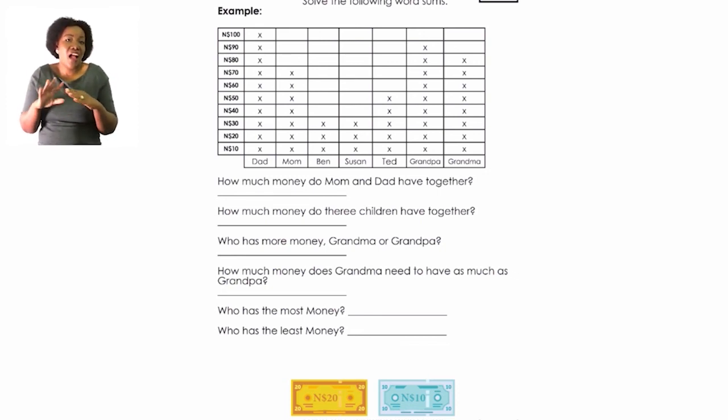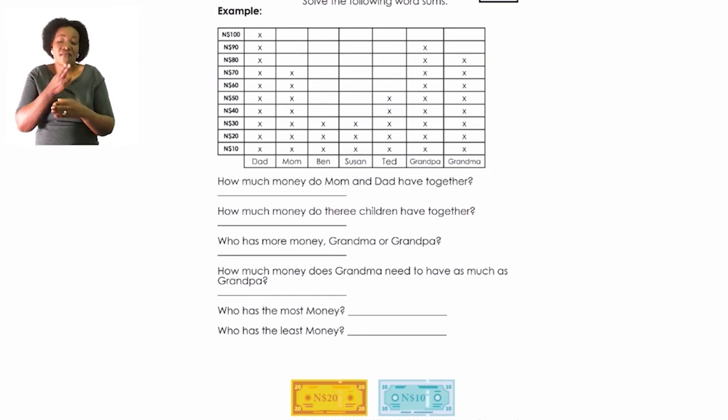How about Ted? You go to Ted and then you count all the blocks with the crosses in it. It's 1, 2, 3, 4, 5 crosses. So you go all the way to your left side to see how much money he had, which was 50 Namibian dollars. So that is how you read the data handling. But now you have to answer the questions below.